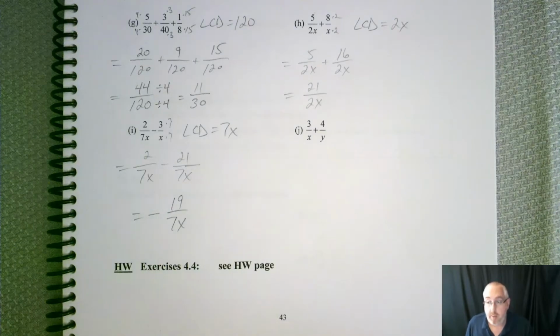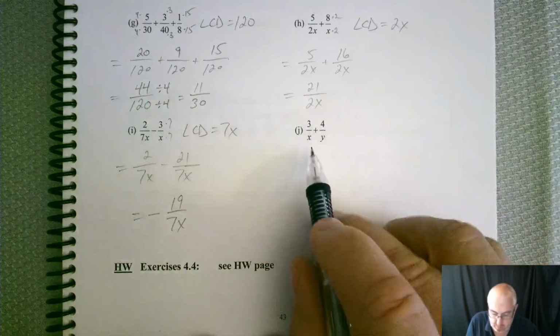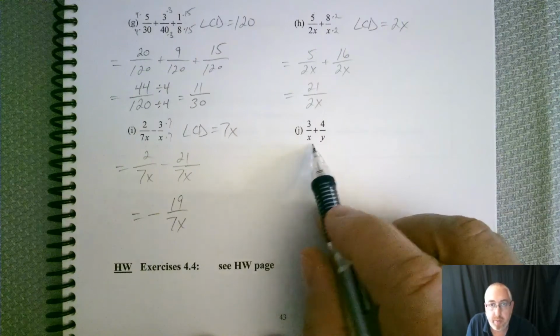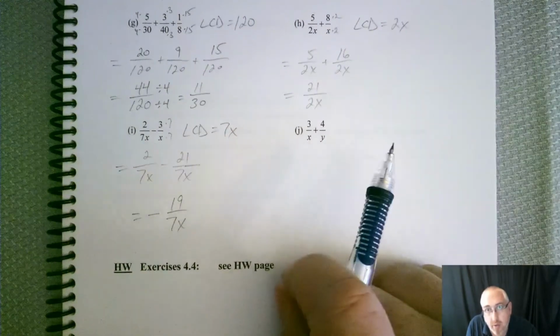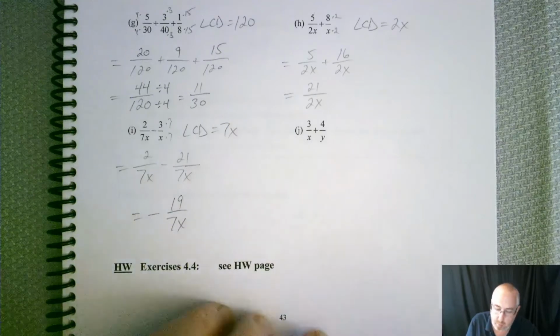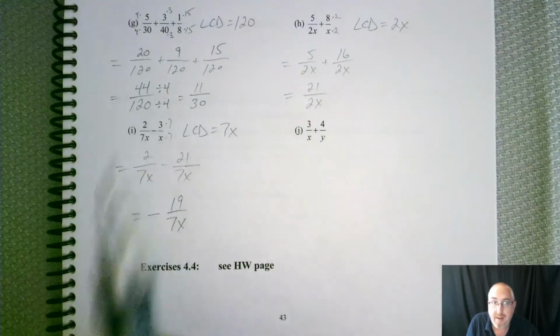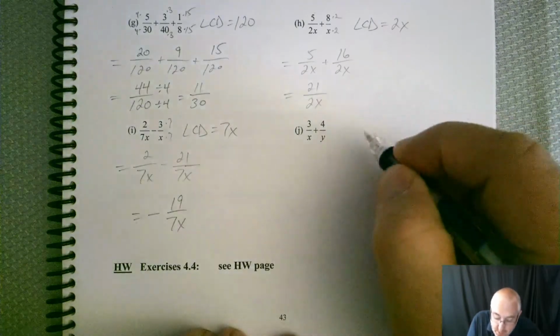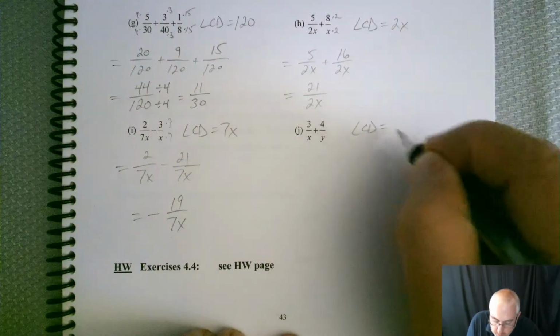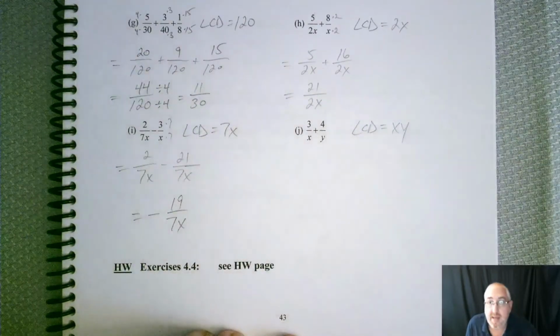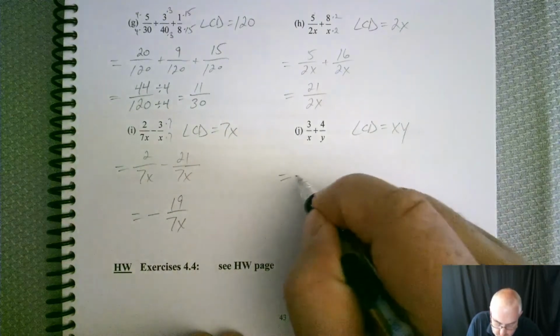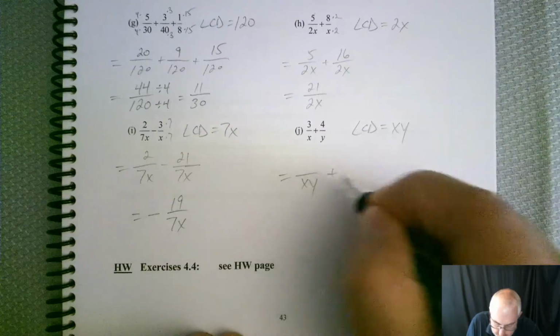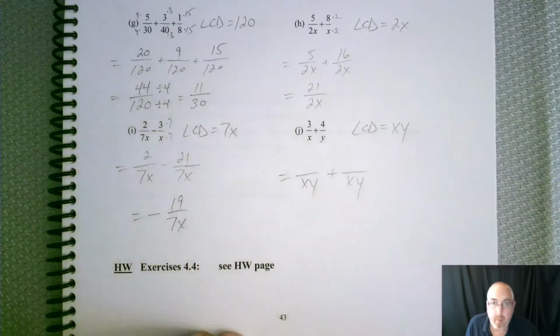All right, one more, and that wraps up this section. What on earth are we going to do with an x and a y? Two different letters. But what did we say way back at the beginning? If you're really stuck, what can you do with those denominators? You can just multiply them together. So in this case, that's what we're going to do. We'll just multiply them together as xy. That's the denominator we're going to use. So xy for the first one, xy for the second one.